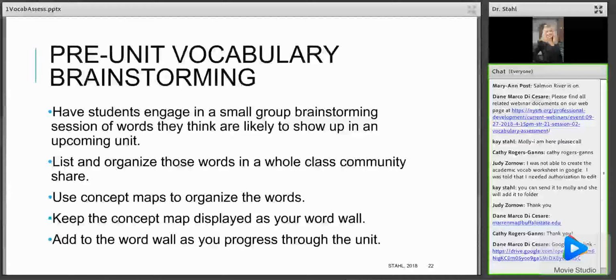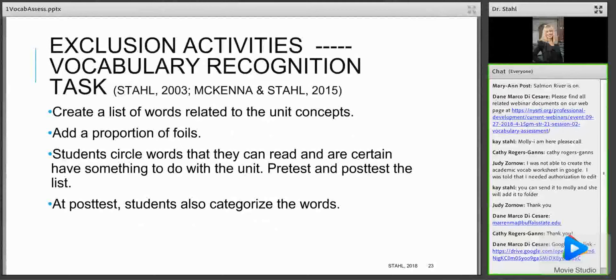And you will continue to add words to that concept map throughout the unit as you encounter them within the unit that the students did not generate. And this is where I think some exclusion activities might come in.